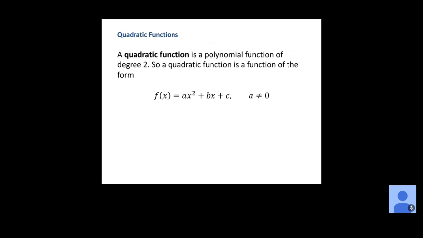Now notice here it says that a cannot be equal to 0 because if you put 0 in front of the x squared term, it would go away and you'd no longer have a quadratic function. Okay, so we have to have some coefficient other than 0 in front of the x squared term. But as long as you do, and that's your highest exponent, then we have a quadratic function.